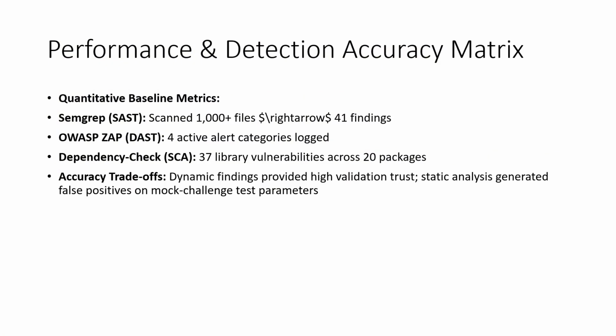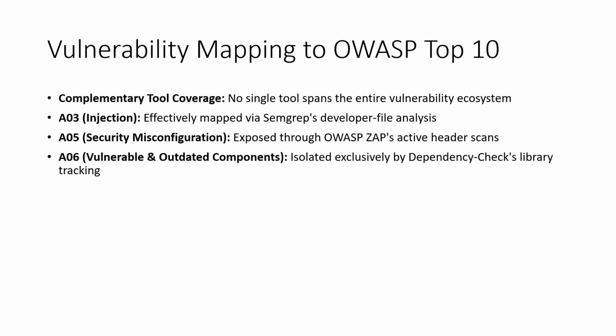Looking at our comparative detection matrix, Semgrep scanned over 1000 files and detected 41 findings. OWASP ZAP logged 4 dynamic alert categories, and Dependency-Check isolated 37 library vulnerabilities across 20 packages, while dynamic findings had exceptionally high validation trust. Static results generated false positive flags on mock challenge test parameters. Our matrix illustrated that the tools are highly complementary.